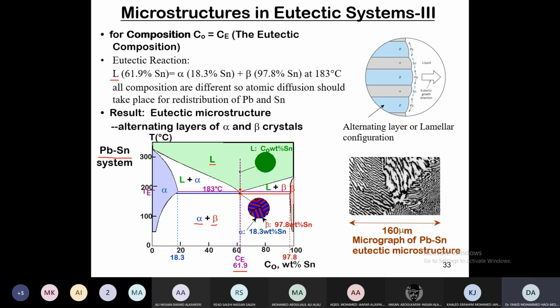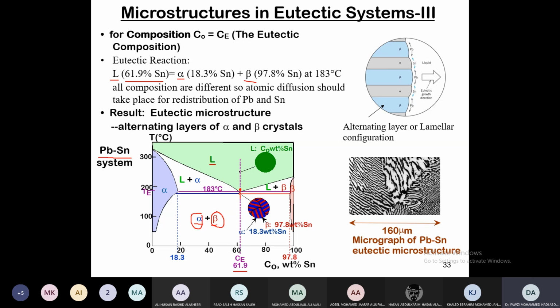Above the eutectic isotherm, you have the liquid, and the liquid will be at 61.9% by weight tin. That is the composition of the liquid at that point. And just below the eutectic point, what phases do we get? We get the alpha and the beta. What is the composition of the alpha and beta which we are going to get?